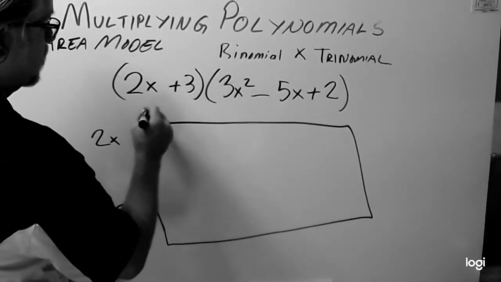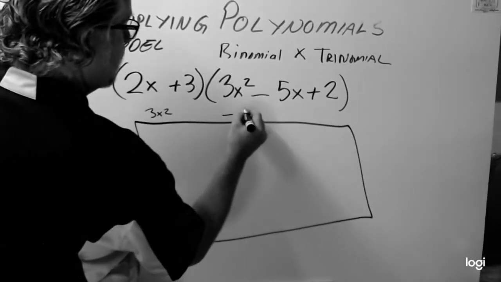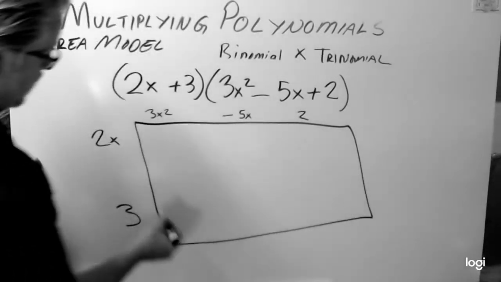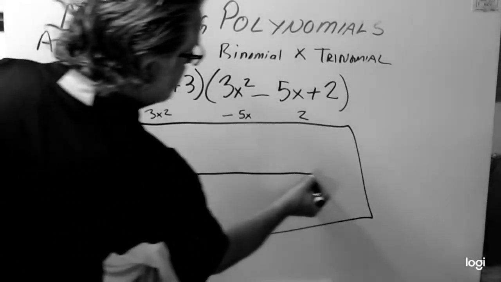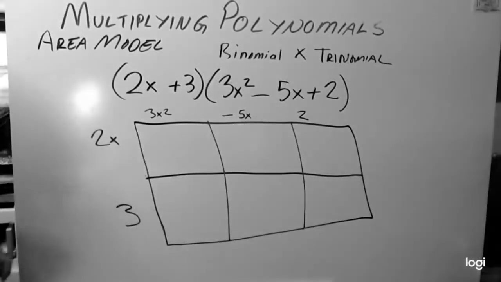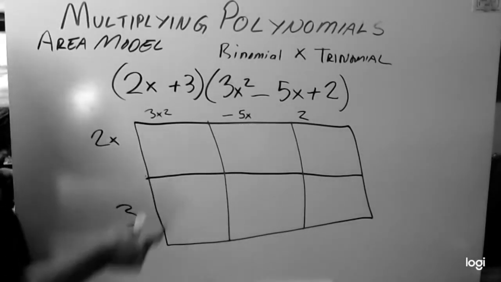Here I've got a 3x squared, a minus 5x, and a positive 2. I draw my lines to help separate my terms and my partial products so everything makes sense. And let's get started, one area at a time.